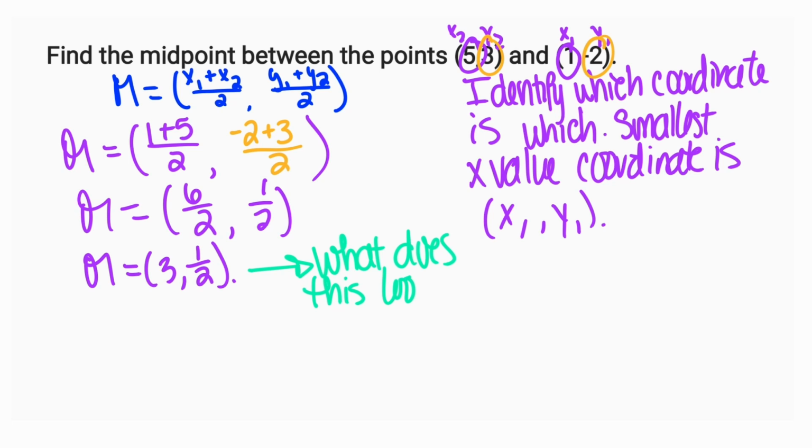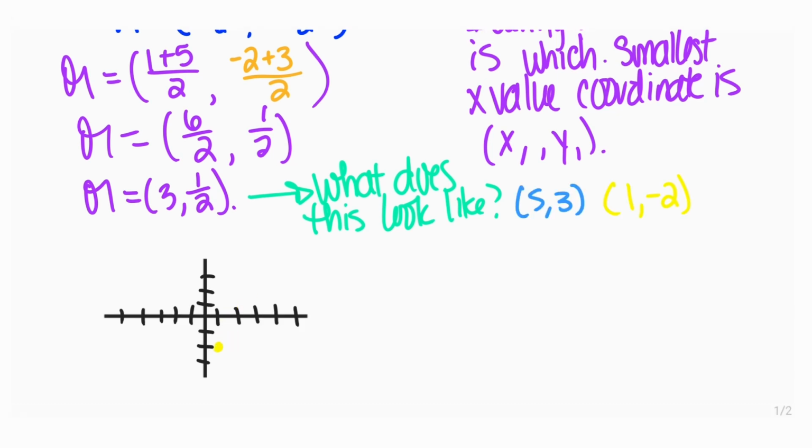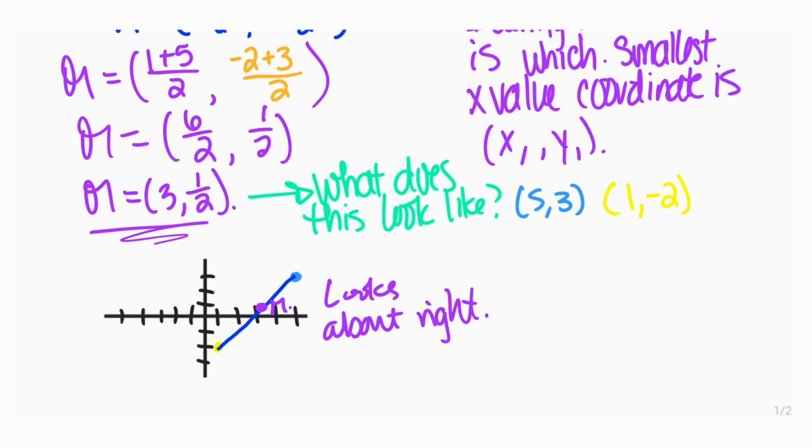Well, if we take a coordinate plane and we say, well, our points are 5, 3 and 1, negative 2. We're going to make the 1, negative 2 yellow and the 5, 3 that nice blue color. We'll connect those lines. Where do they intersect? At 3, 1/2. And that's going to be our midpoint, which, remember, this is a sketch. It's not to scale, but it's about right. It looks about right. So you can always sketch a graph to make sure your midpoint is correct.